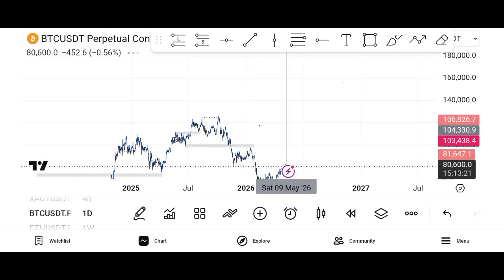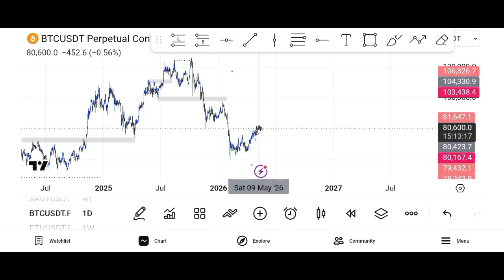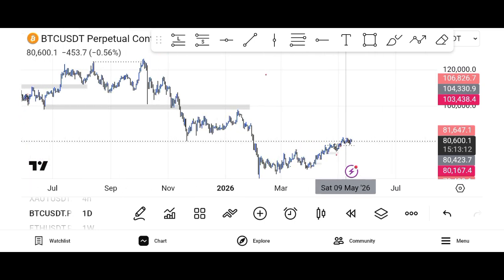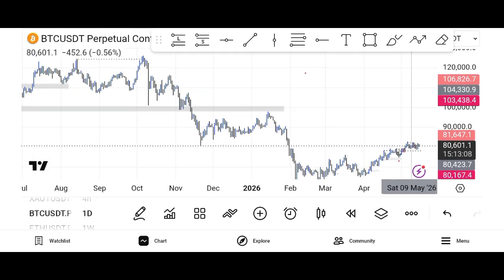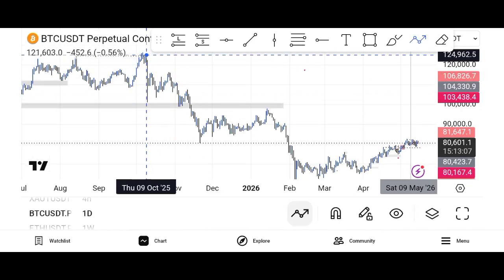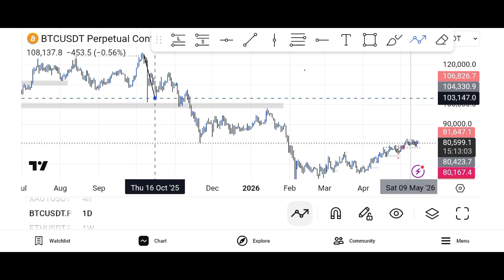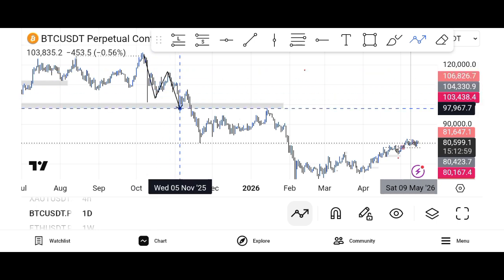So let's do some chart work here. Now if you see, this is BTC on the daily time frame. What you see on BTC here, if we scale down, you can see that it's very clear on the daily time frame what BTC is doing. BTC is creating a series of low, high, low, high.